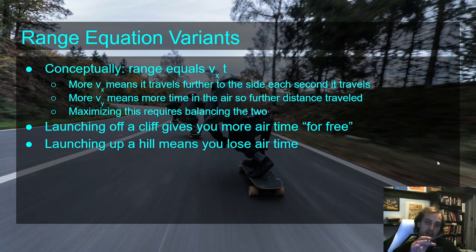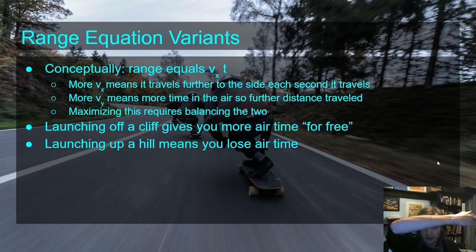More Vx means that for each second we spend in the air, we'll travel further to the side. So the further down you bring the launch angle, the more Vx you get, meaning the faster you'll be going for each second you're in the air. But that's why if you launch it straight up, it won't go anywhere, right? You don't have any Vx, so you just go straight up and then land back down in the same spot.